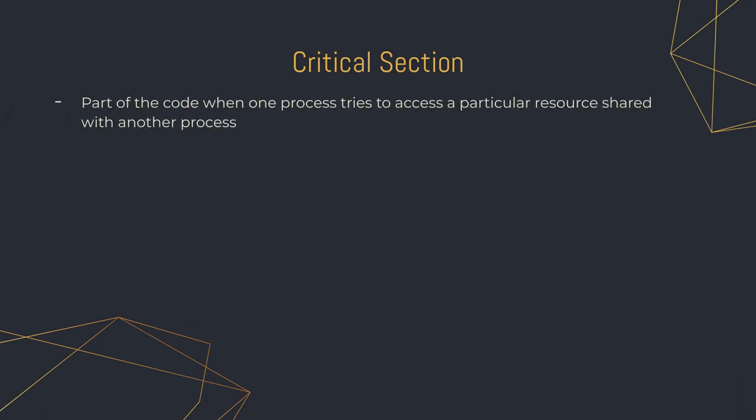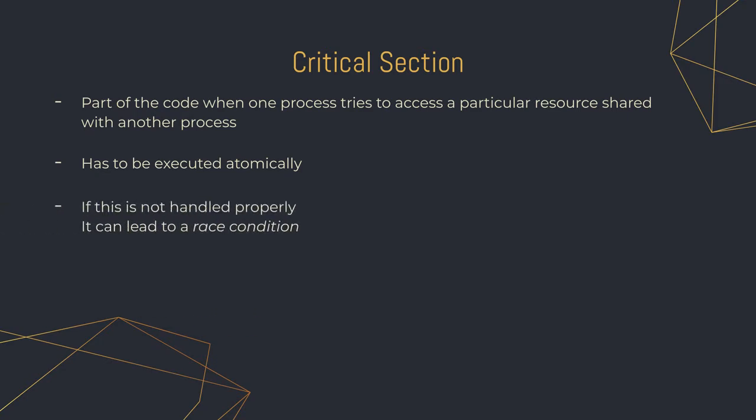Now, critical section is a code segment that accesses shared variables and it has to be executed as an atomic action. It means that in a group of cooperating processes, when you have multiple processes that are cooperating with each other, at a given point in time, only one process must execute its critical section. If any other process also wants to execute its critical section, it has to wait until the first one is finished. Now, if this isn't handled properly, it can lead to a race condition.